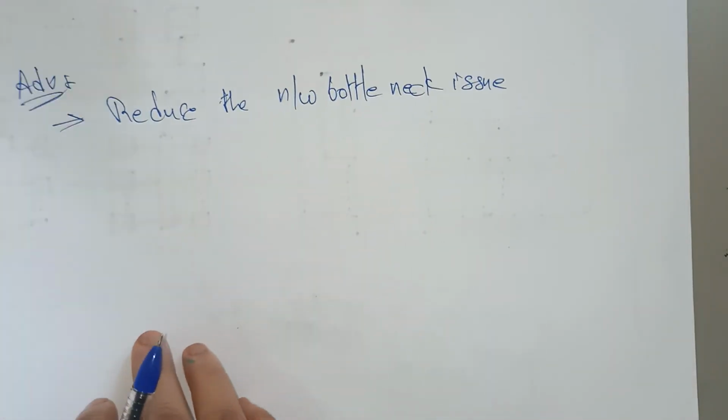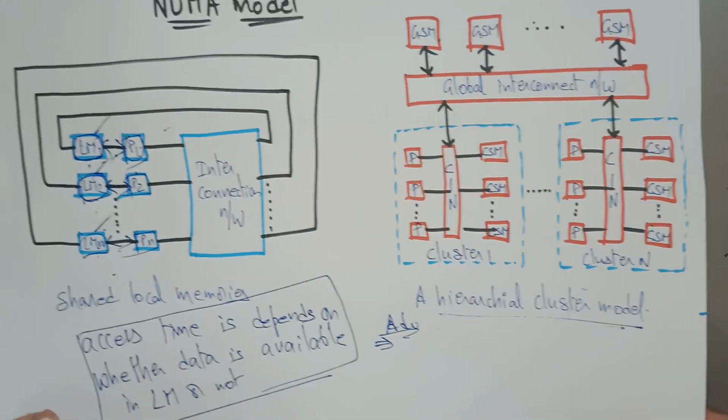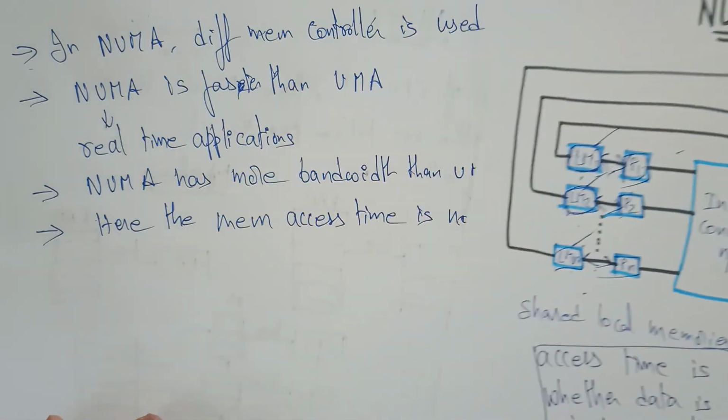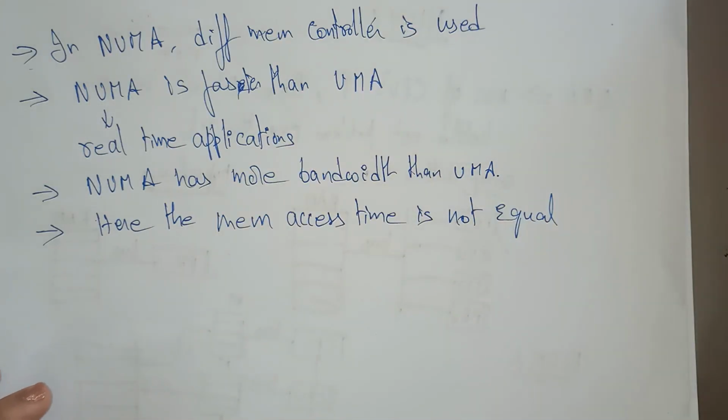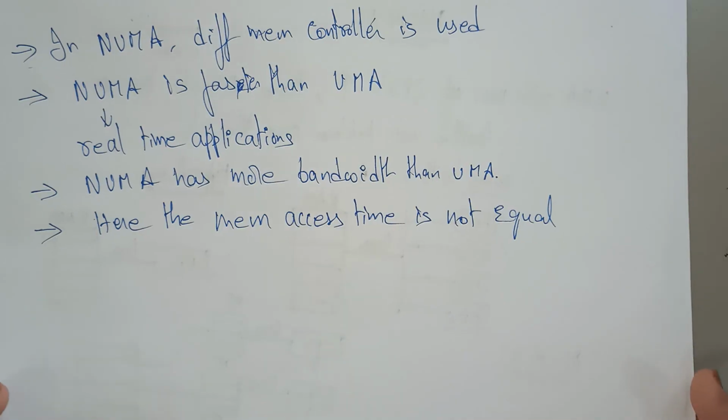I hope you understand what exactly NUMA is. NUMA is faster than UMA, and here the memory access time is not equal.